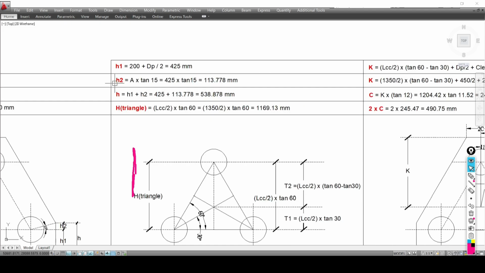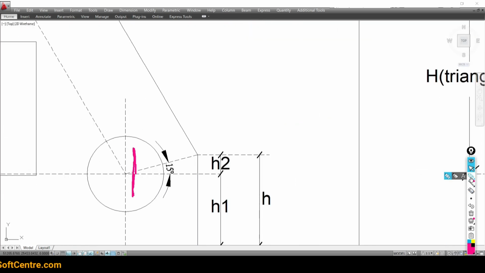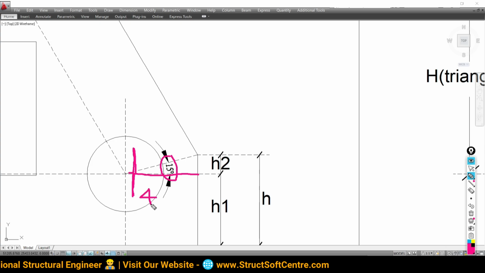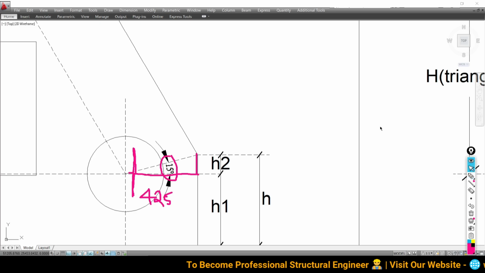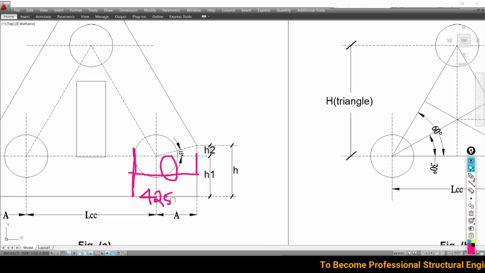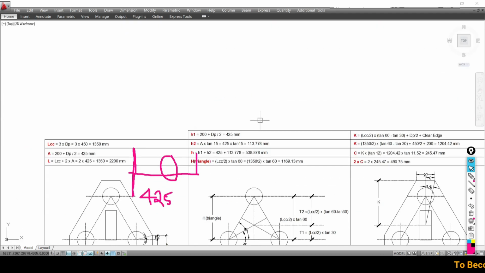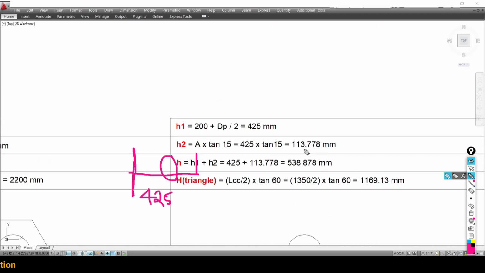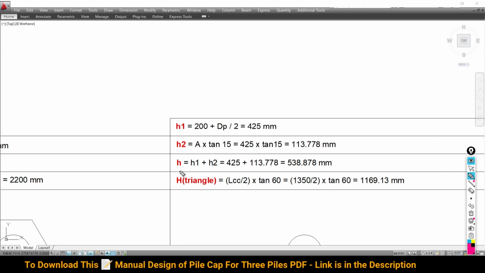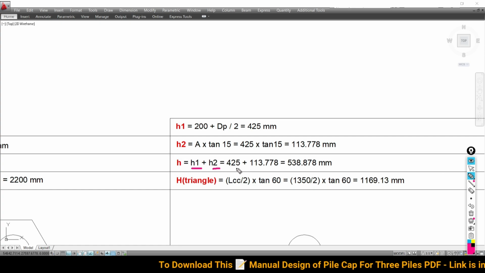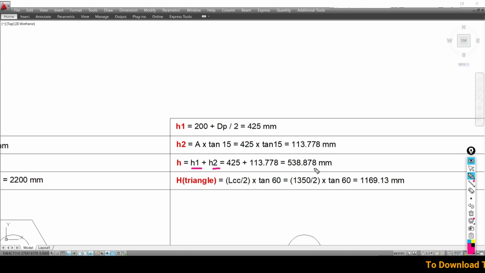Now H2. How can you calculate this H2? We find this angle as 15 degrees. We know the base. The base is 425, and the angle is 15 degrees. To calculate H2, we put the formula as base multiplied by tan 15. So we get the value of H2 as 113.778 mm. Now finally, the total H value, meaning the side edge height, is H1 plus H2, so 425 plus 113.778. So finally we get 538.878 mm.